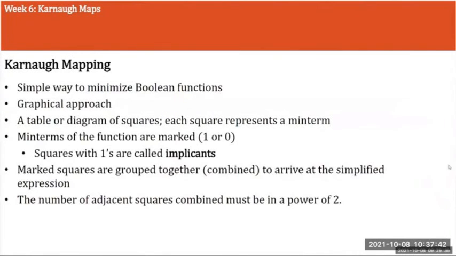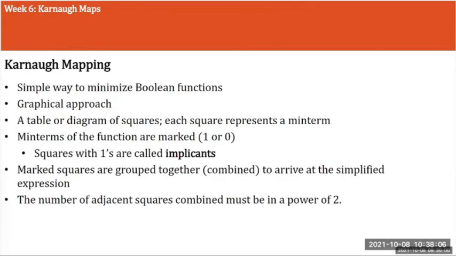So by definition, Karnaugh mapping is a simple way to minimize Boolean functions. So Boolean functions kasi tend to become lengthy and mahaba. So para magkaroon tayo ng minimization of them, so gagamit tayo ng Karnaugh mapping. This is a graphical approach. So mostly you would be using tables and graphs to visualize Boolean functions.